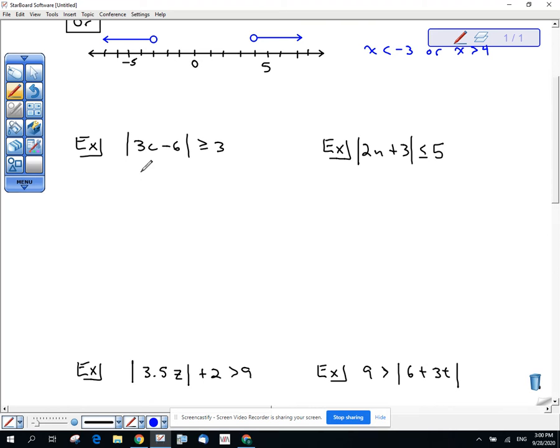Here's what I'd like you to do. 3c minus 6, which is in the absolute value, is greater than or equal to 3. I want you to think about it like this. What could go in here that would be greater than or equal to 3? Would 3 be greater than or equal to 3?